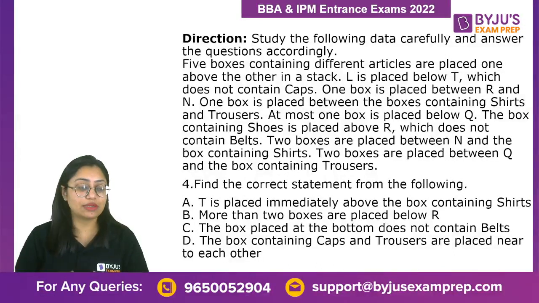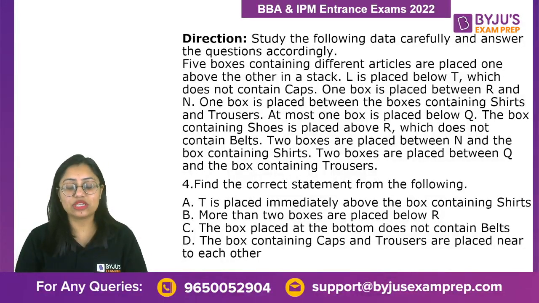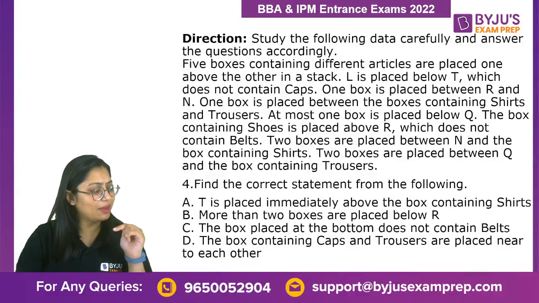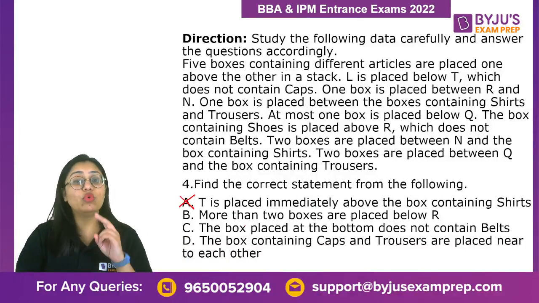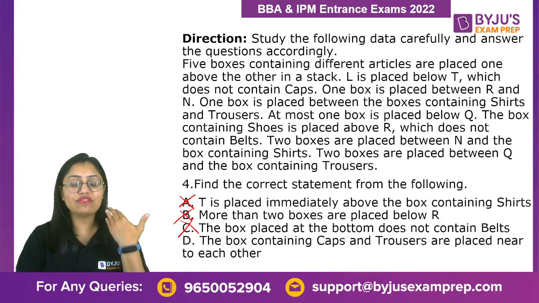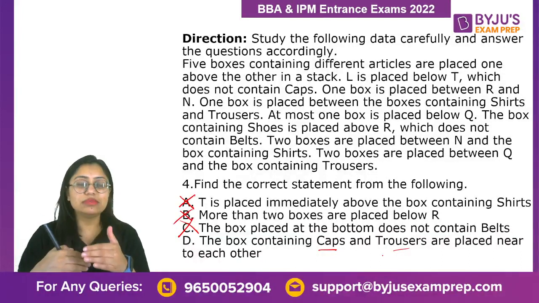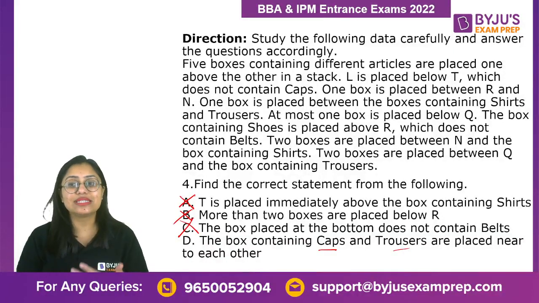Find the correct statement from the following. That means one of the statements is incorrect. So let's start by reading them, right? If you want to solve this question, pause your video, think of the answer and then listen to the explanation. Option A, that is T is placed immediately above the box containing shirts. The box immediately above the one containing shirts is caps, and that is R. So option A is wrong. More than 2 boxes are placed below R. No, exactly 2 boxes are placed below R. The box placed at the bottom does not contain belts, but it does contain belts, right? So clearly, if we have eliminated 3 options, option D should be our answer, which is the box containing caps and trousers are placed near to each other. Near means, as we discussed in earlier classes as well, immediately, together or adjacent to each other or consecutive to each other. So that is true.